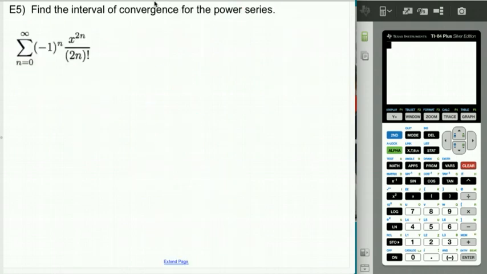All right, let's do an E5 and a P5, and then we're going to segue into something a little bit different. So find the interval of convergence. And you'll notice we've done a ton of these because they're going to happen on your AP and you want to be good at it.